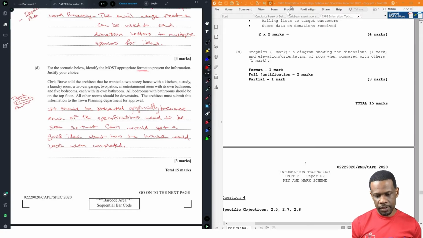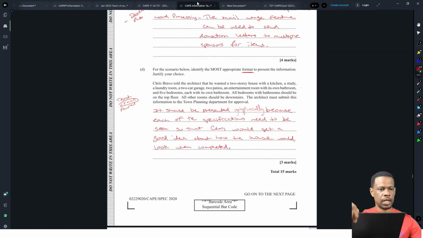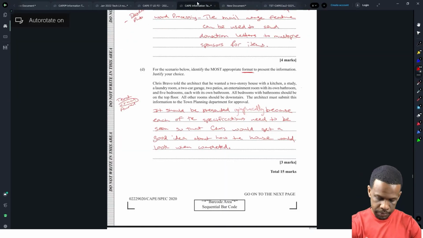Alright, once you see the full justification or partial justification, whatever your justification is, it should be clear. So, because of these specifications, they need to be seen so that Chris would get a good idea of how the house would look when completed. Yeah, I think that justification would be acceptable. They would check the answer based on justification. Alright, cool. Good. That one wasn't too bad. That was kind of straightforward. Let's go to the next one.